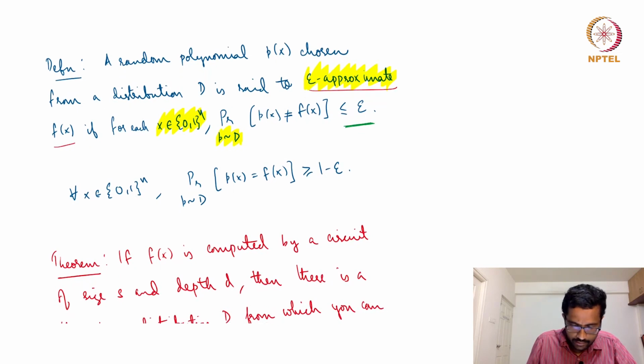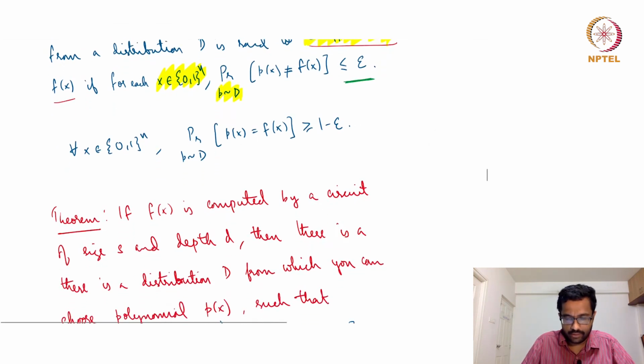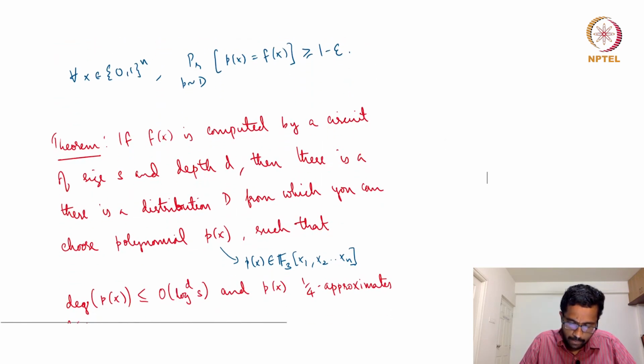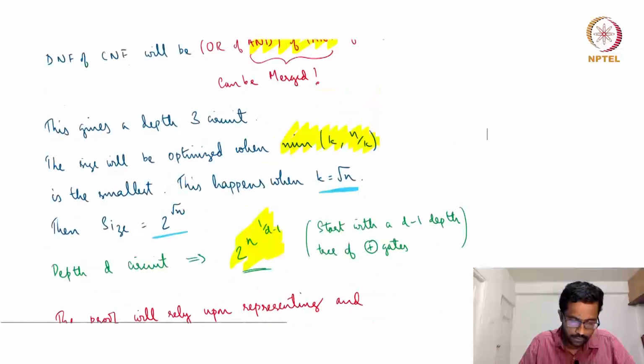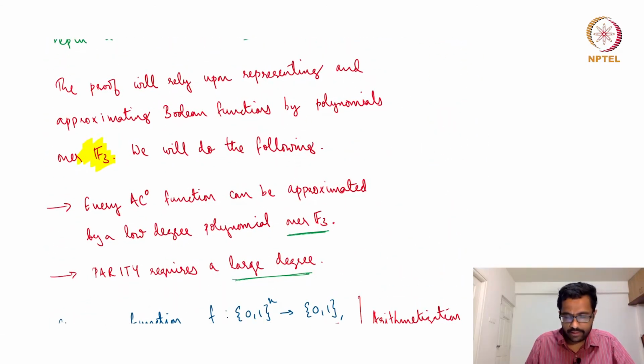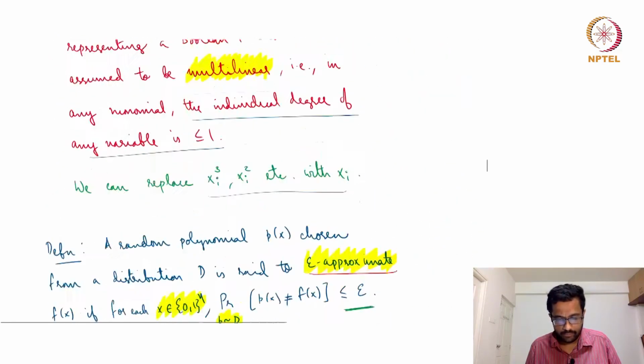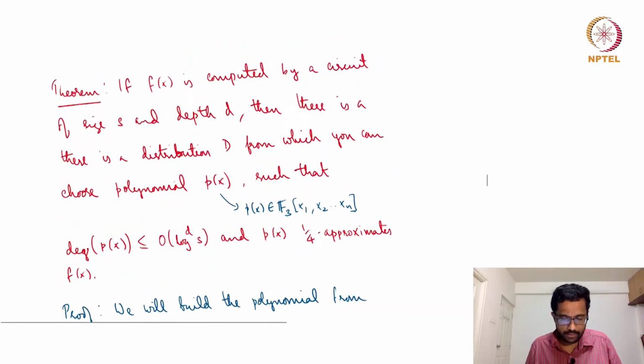This means that for all x, the probability that the polynomial is equal to the actual function value is at least 1 minus epsilon, right? I'm just taking the complement event here. And the first theorem that we will prove is a more formal restatement of this: every function in AC0 can be approximated by a low degree polynomial.